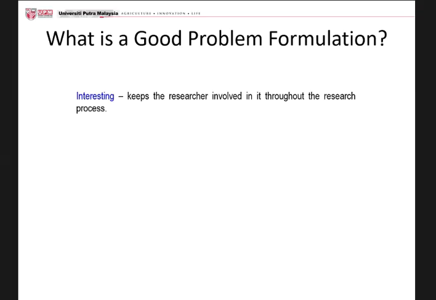So what is a good problem formulation? It must be interesting. It keeps the researcher involved throughout the research process. That is very important. If you don't have the motivation to study it, you are not going to finish it, right? That's what happens with many postgraduates. Halfway, gone. Halfway gone, right?